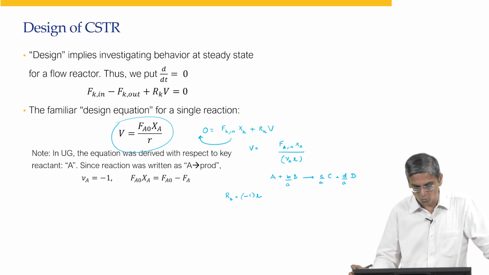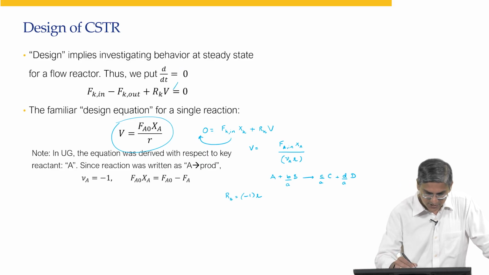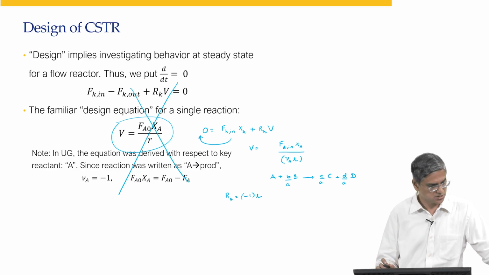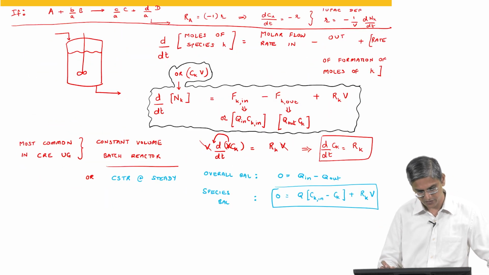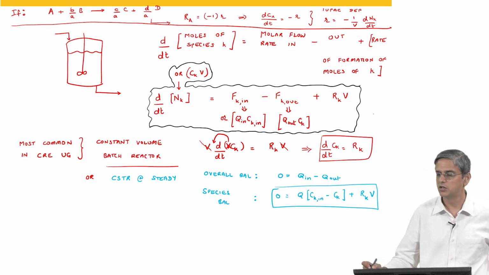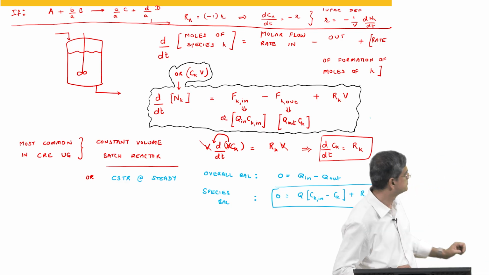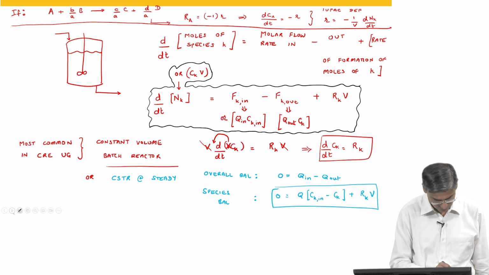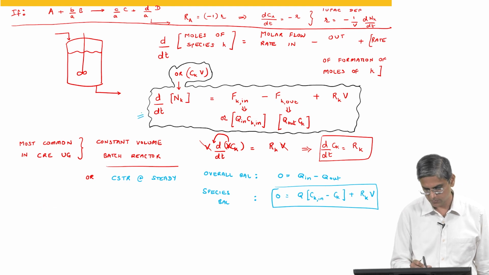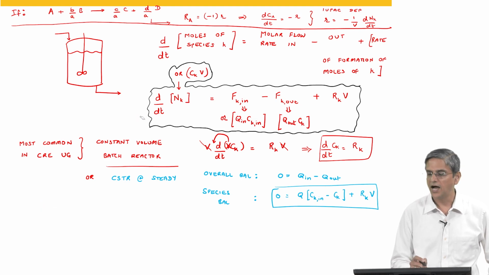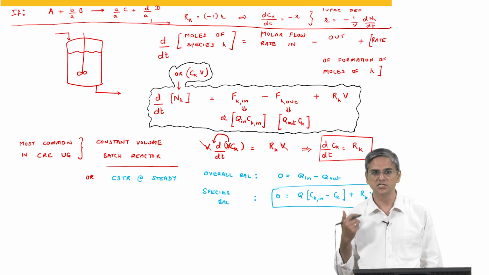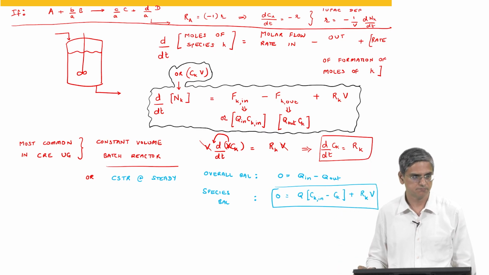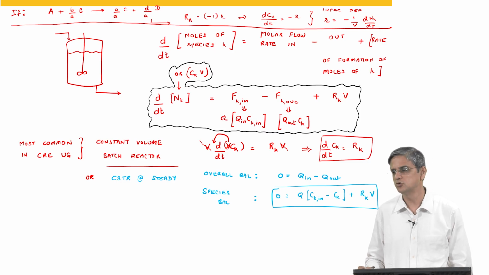That does not matter. What you need to look at is that all of this was a consequence of what you did with the overall balance equation. So this particular equation that we have over here has only one assumption, and that assumption is that the reactor is well mixed. There is no real other assumption that has gone into this equation.